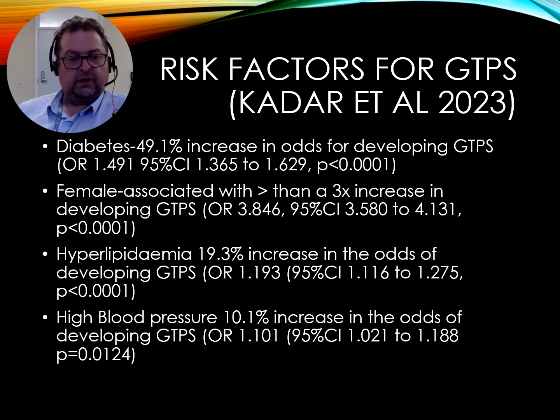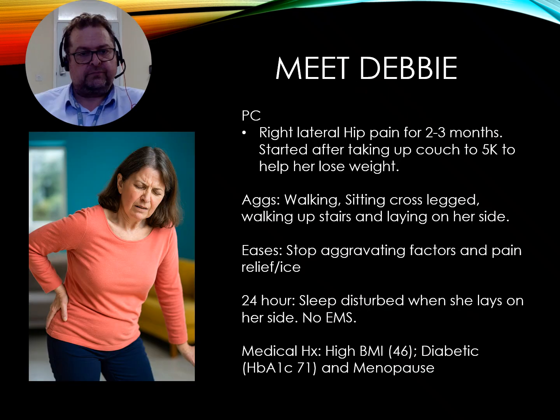Now, what we don't know is, can these all be added up and do they increase the risk further? So a lot of patients we all see have multiple comorbidities. Many of my patients will have diabetes, high cholesterol, and high blood pressure. But there's no research currently about adding these on and seeing what happens.